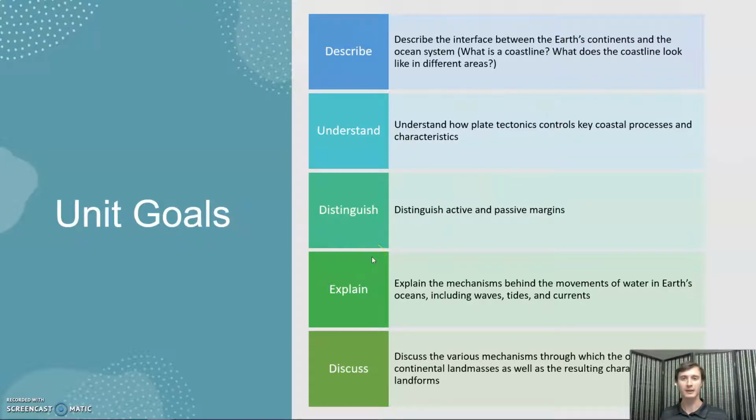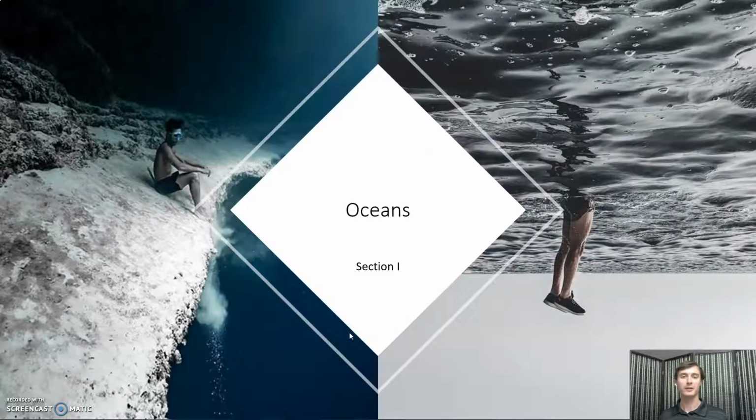Next, we'll want to explain some of the mechanisms that control how water moves around the Earth, including things like waves and tides and ocean currents. And then finally, we'll put it all together. We'll talk about how the oceans shape continental landmasses. So this first section will give us a broad overview of Earth's ocean system.